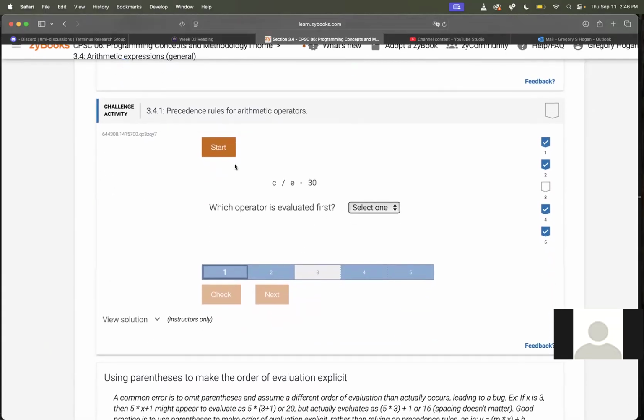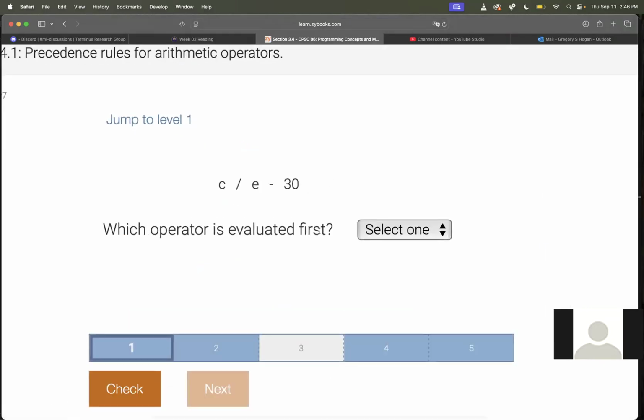All right. We'll do these from scratch, actually. These are quick. This is just asking us what happens first. There's division and subtraction. What happens first? Division. Easy. Next.